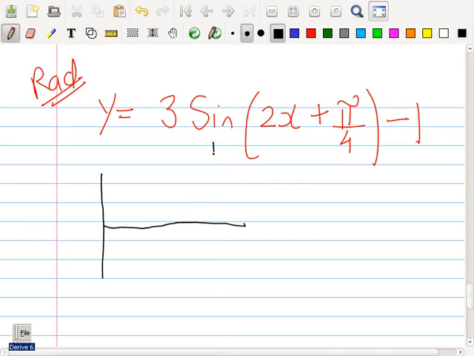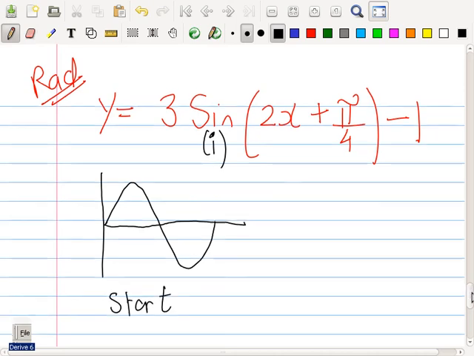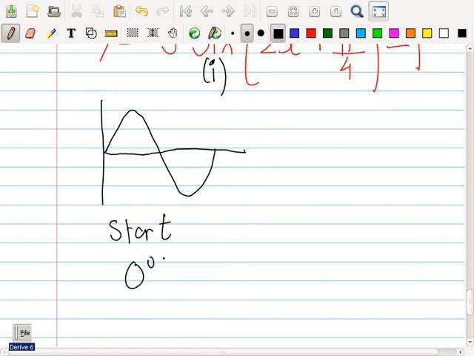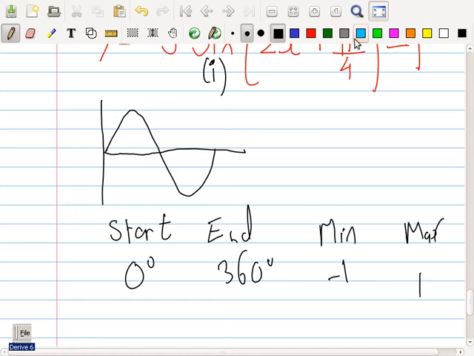So first you look at the sine part. So sine goes like this. Agreed? Yes. Now, let me write it down here. Where does it start? 0. And where does it end? 360. And where's the min? Minus 1. And the max? 1.